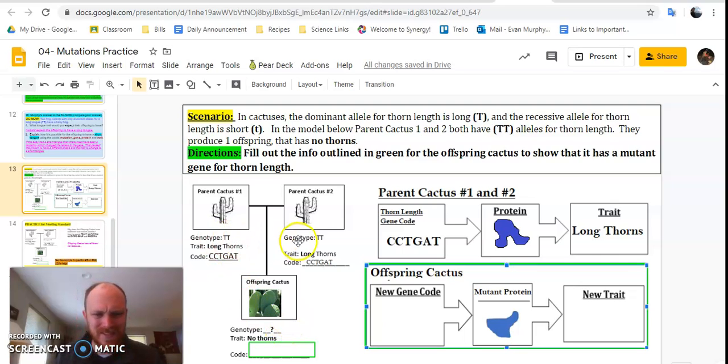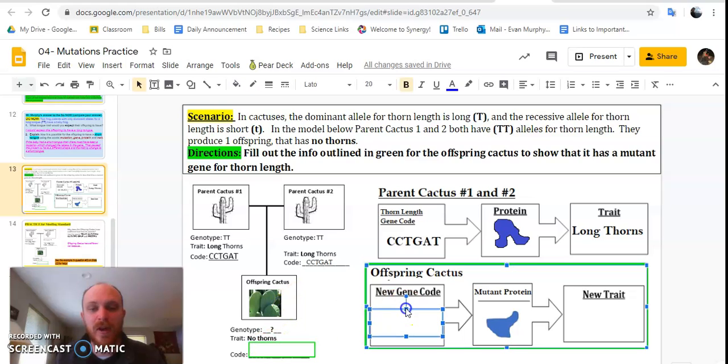Wait, what? They have big T, big T, big T, big T, and this one had just neither of those, like no thorns at all? What happened? I want you to fill in anything outlined in green. So you're going to fill in the code down here. You're going to fill in these boxes here.